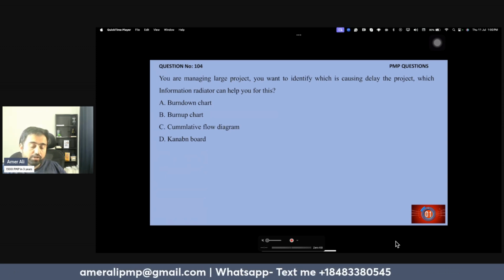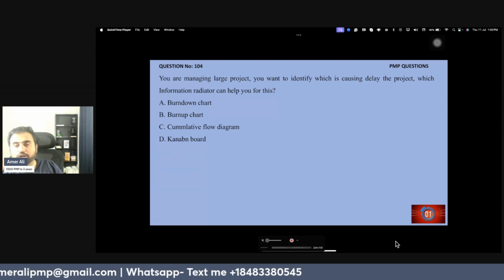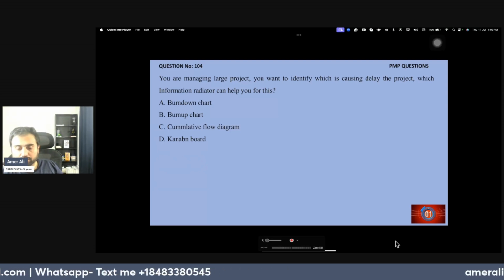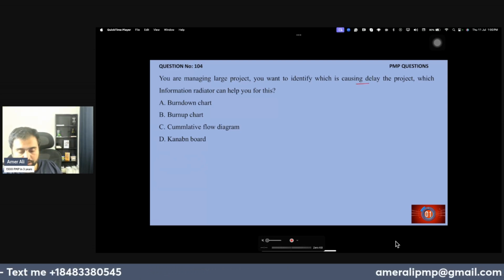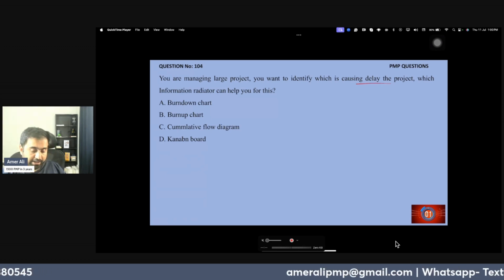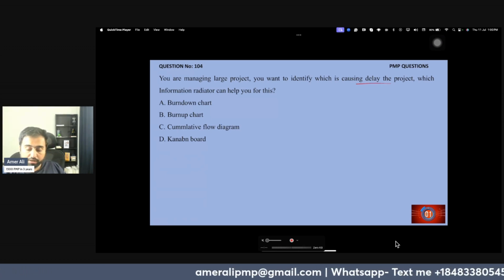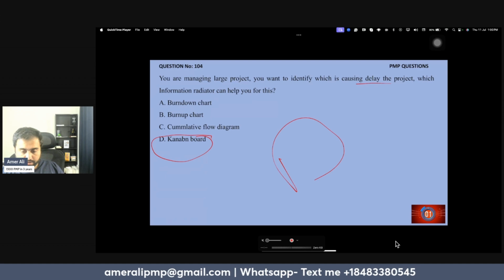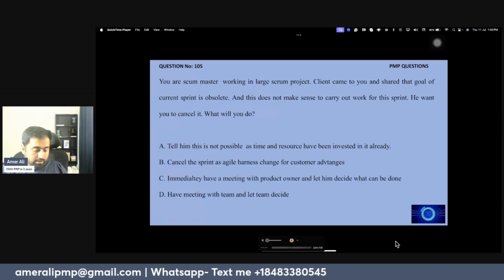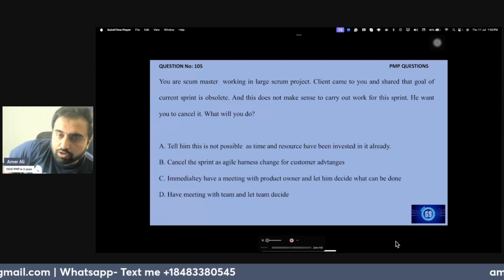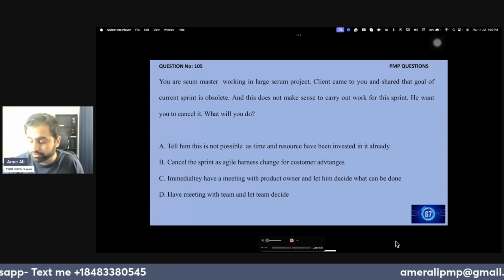You are managing a large project. You want to identify what is causing delay in the project. Now we want to identify the delay. So Kanban board will be helpful here. Last question, then we will go to the LinkedIn question answers.